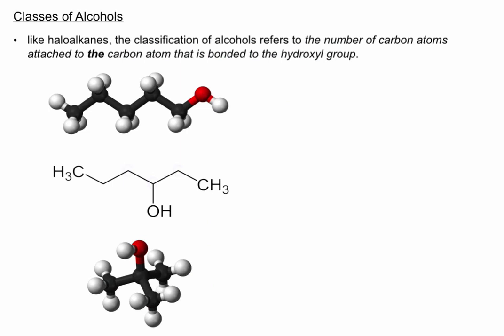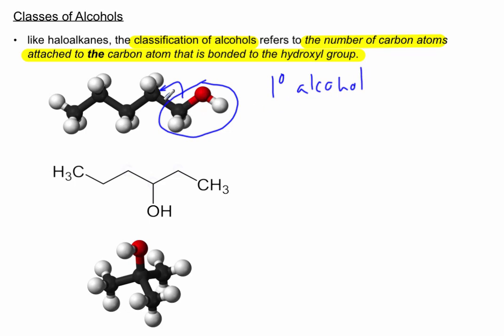So just like the haloalkanes, alcohols can be classified, and it's based on the number of carbon atoms attached to the carbon that bonds the hydroxyl group. So once again, we look for the hydroxyl group and the carbon atom it's bonded to. So there's our hydroxyl group bonded to the carbon, and this carbon is bonded to only one other carbon. So that is a primary alcohol. And because it's a 5-carbon alcohol, it would be called pentan-1-ol.